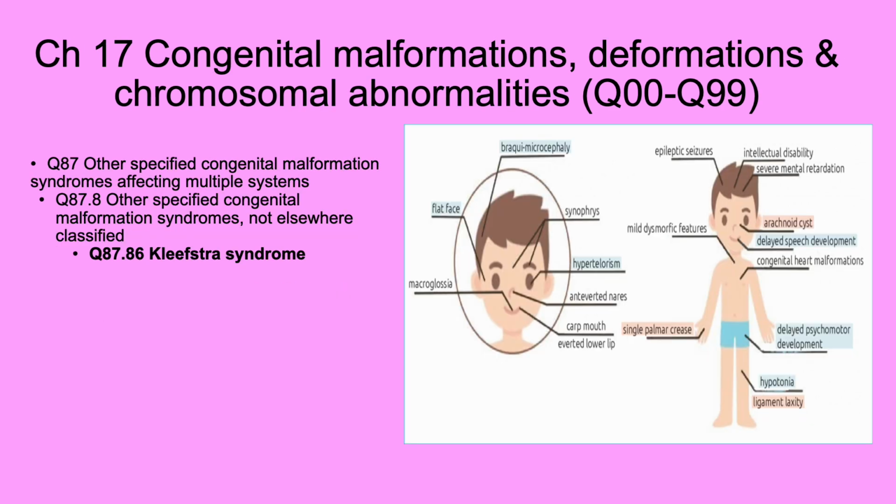Okay, so new code for Kleefstra syndrome. Q87 is the category. Q87.8, other specified congenital malformation, not elsewhere classified. They added a specific code under that, Q87.86, Kleefstra syndrome. And here's some of the characteristics of patients with the syndrome.